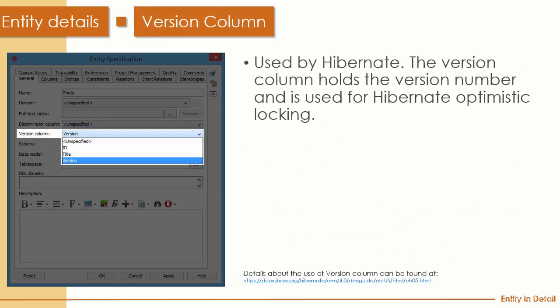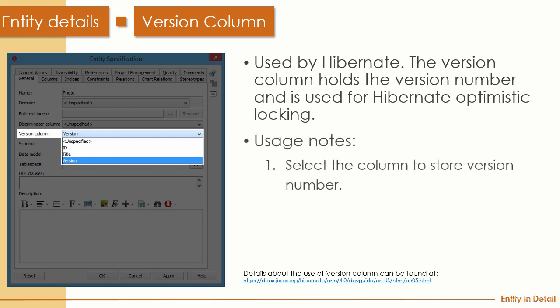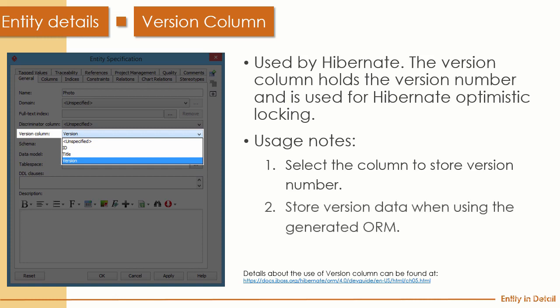Version column. The version column is also used exclusively for Hibernate. It is used to hold the version number. It is a number value for Hibernate to do the locking. If you load it up in different threads and you write it, to avoid overwriting each other, it is used for the locking. And the usage is simple. You just select the column to store the version number and then store the version data when generating the ORM. And again, Hibernate will help you to do this.